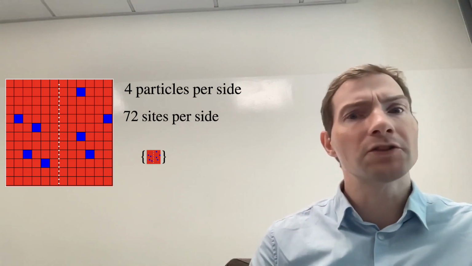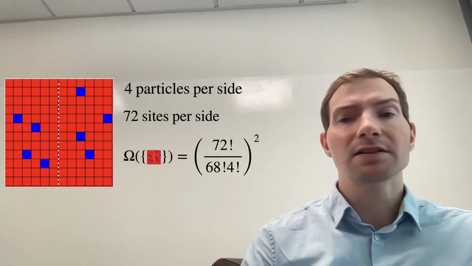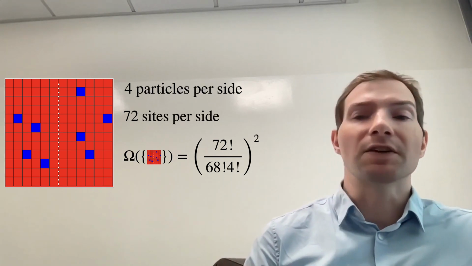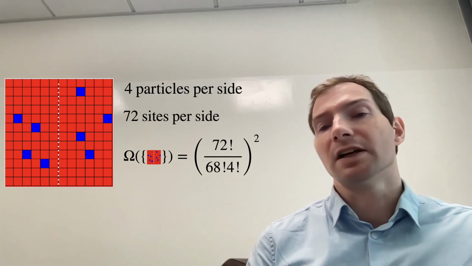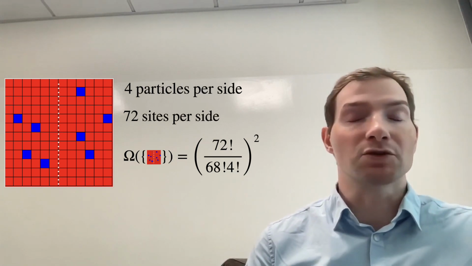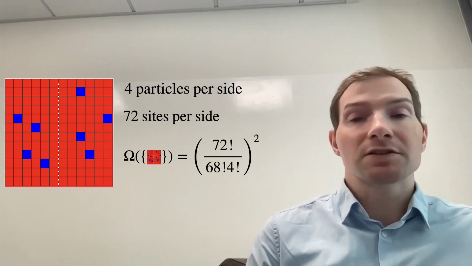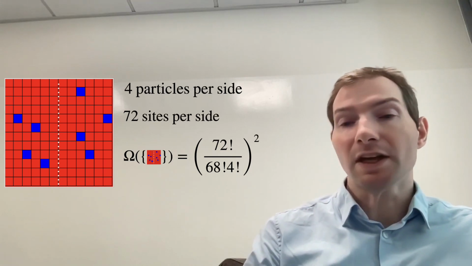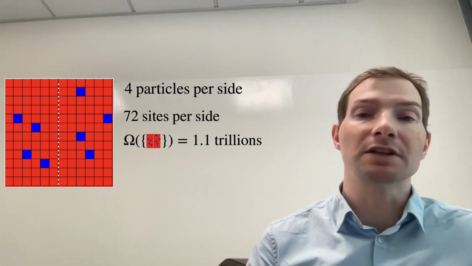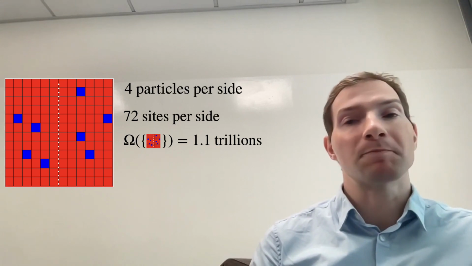Now you can try to ask yourself, okay, what is the number of states in that case, and you're going to find that this is simply 72 factorial divided by 68 factorial and then times 4 factorial, and then the whole thing squared, because you've got now 2 sides to consider. So that's going to be the number of states, and what you're going to find is that it's about 1.1 trillion possible microstates or configurations here.